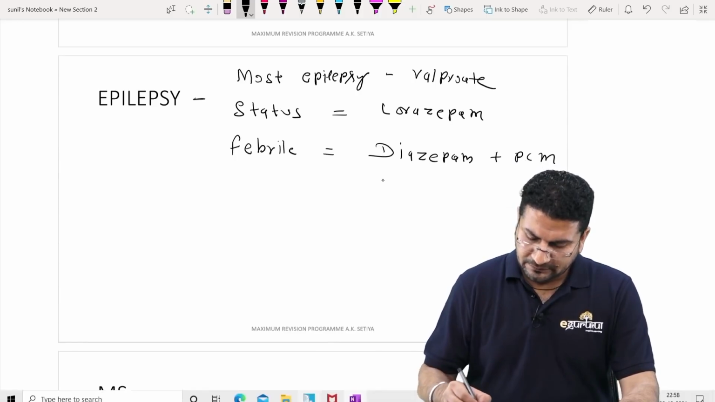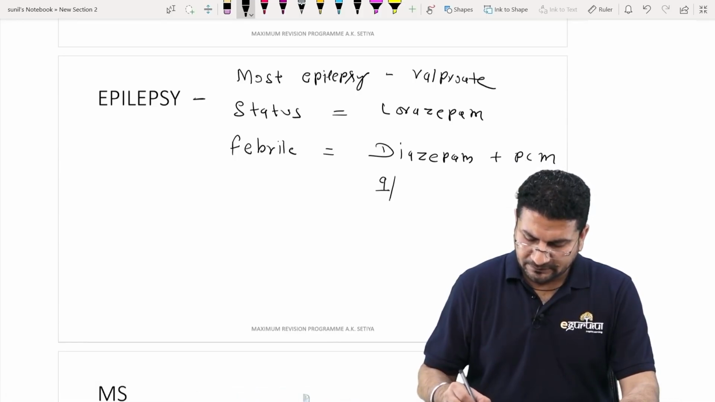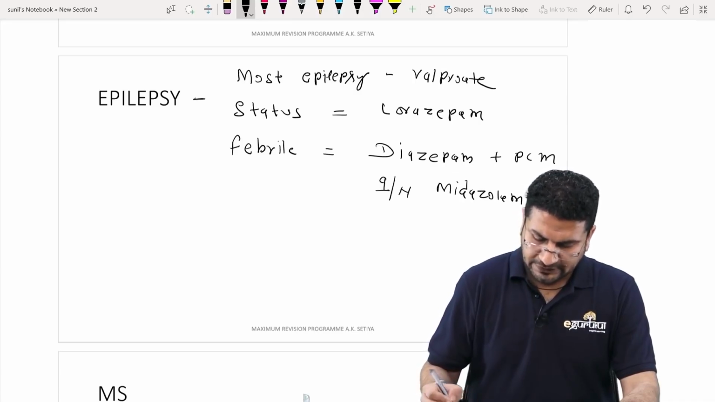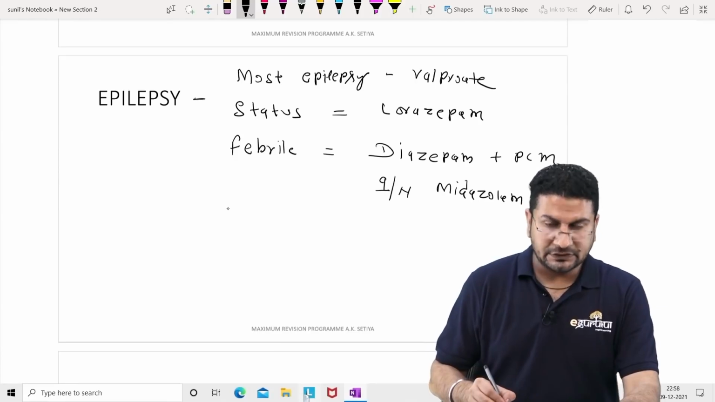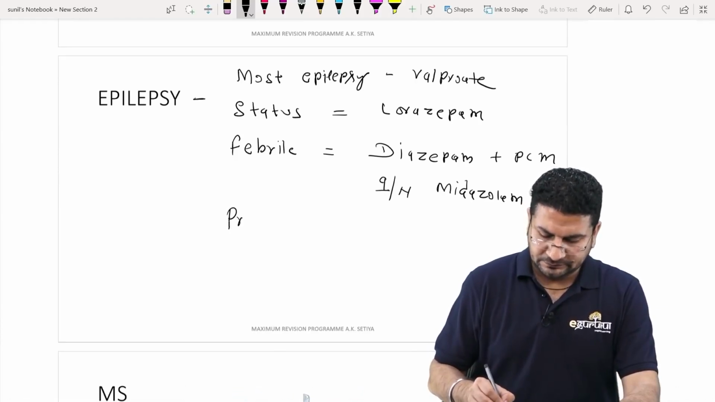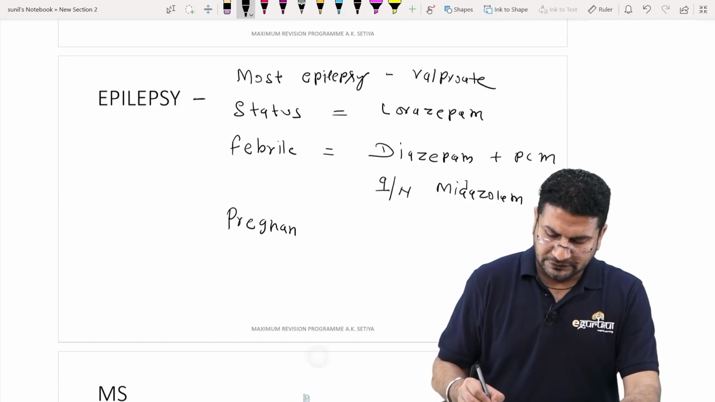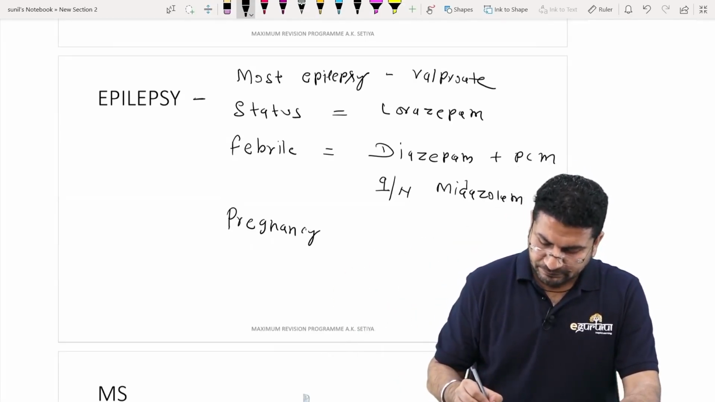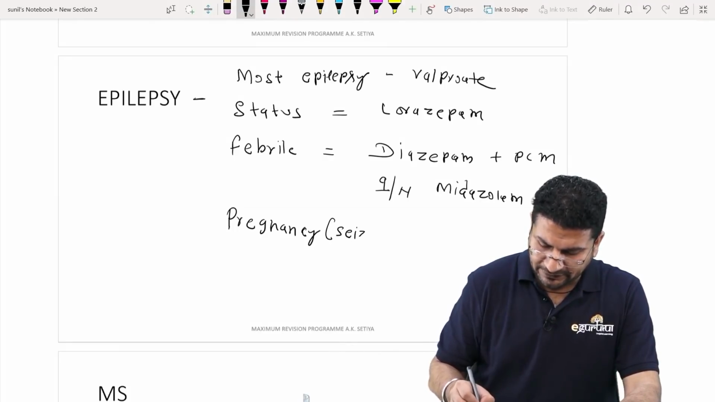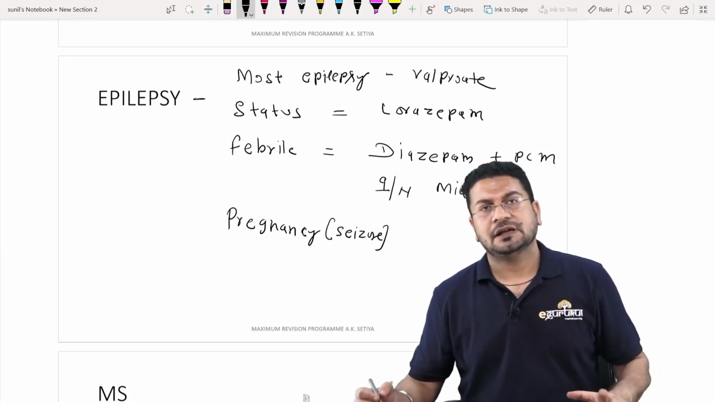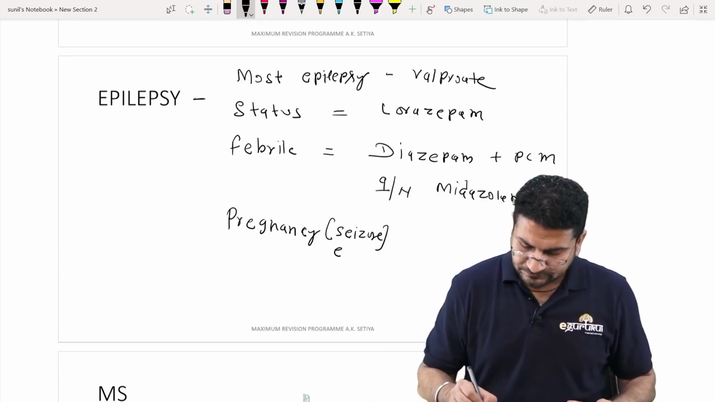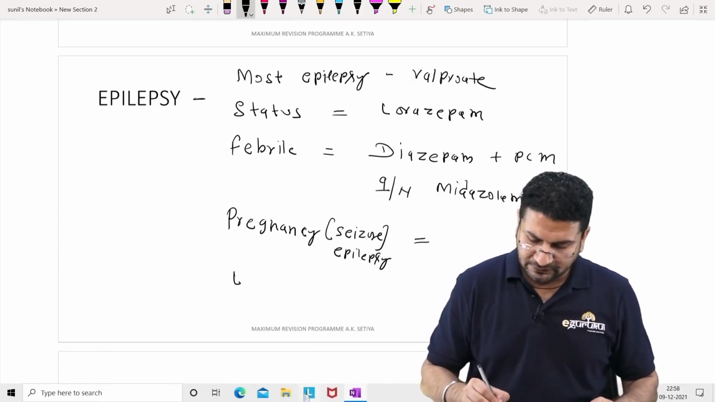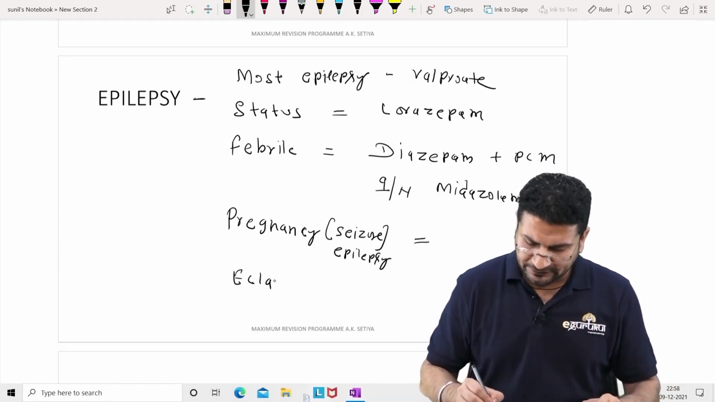We can also give intranasal midazolam. If I say seizures in case of pregnancy, okay, do not confuse this with eclampsia. Eclampsia is pregnancy-induced seizures. So, pregnancy seizures means the patient is already pregnant, already a case of epilepsy or seizure disorder, and she became pregnant. Eclampsia is something different. Eclampsia is seizure due to pregnancy.